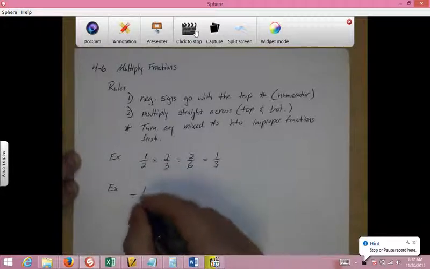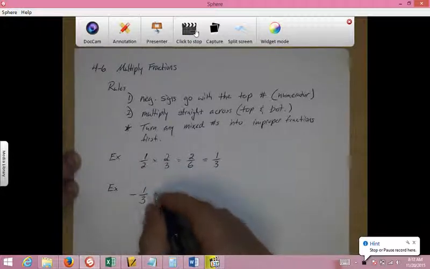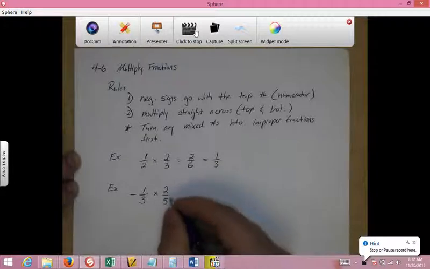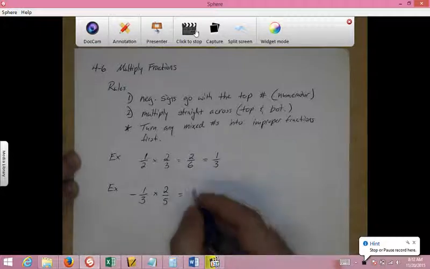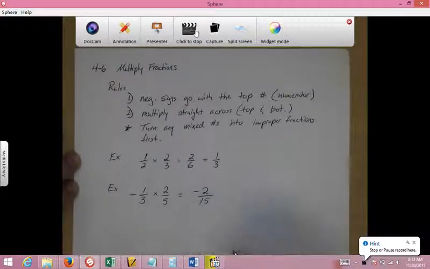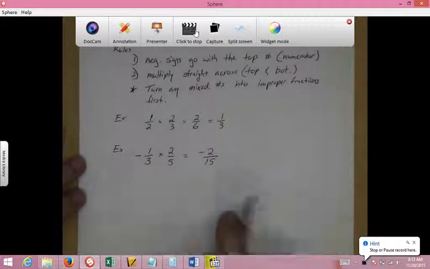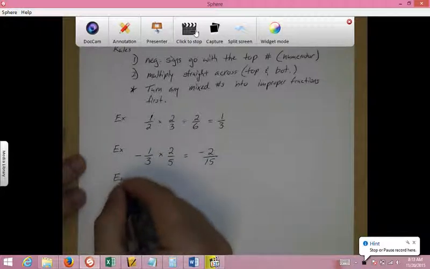Next example. Negative 1/3 times 2/5. So no mixed numbers. Negative sign goes with the top, so I get negative 1 times 2. That's going to be negative 2. On bottom, 3 times 5, 15. Can't reduce it. Done.